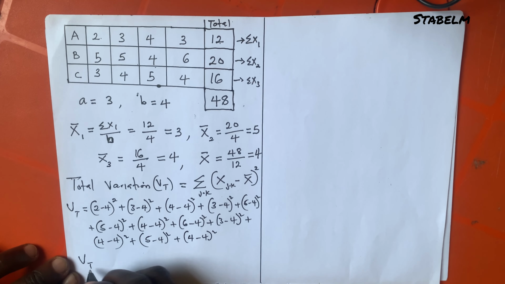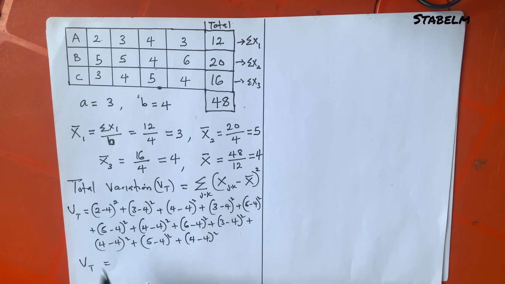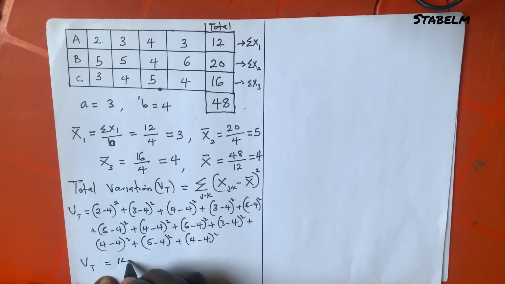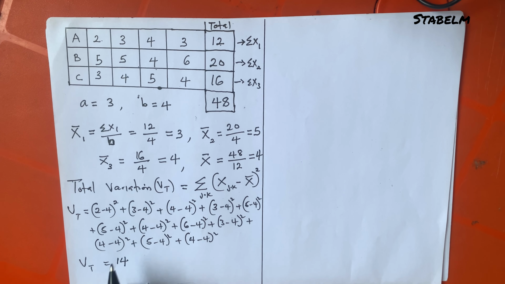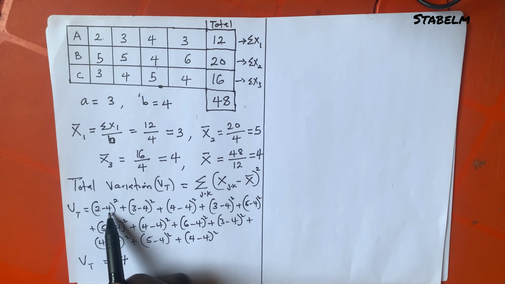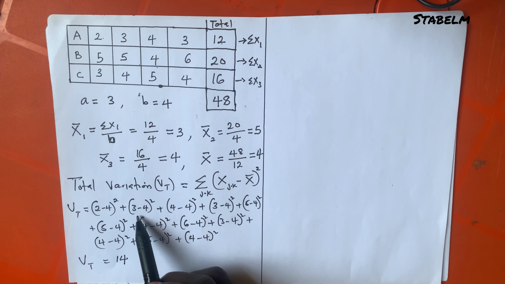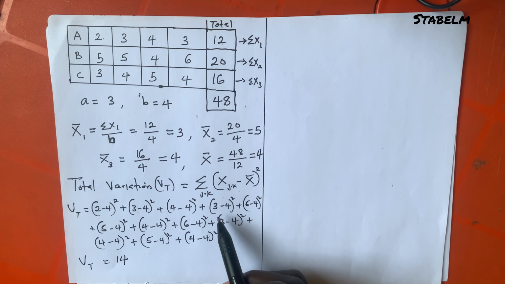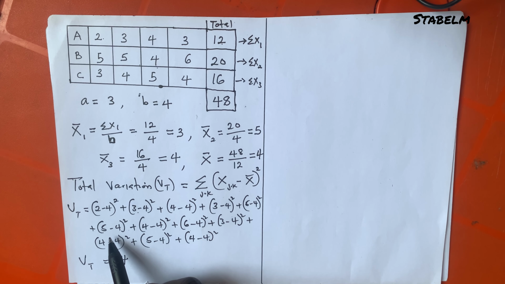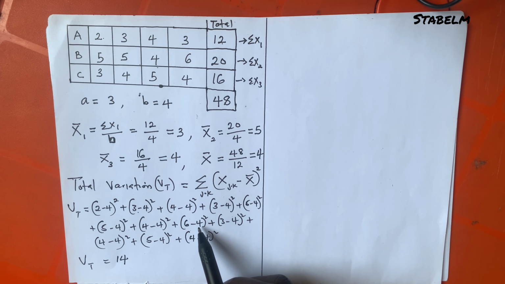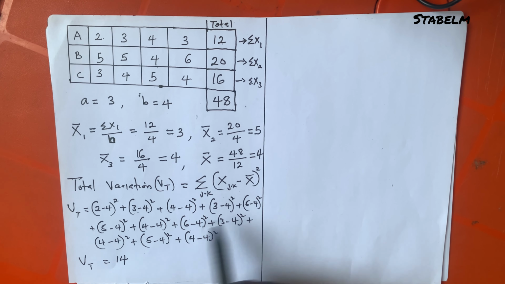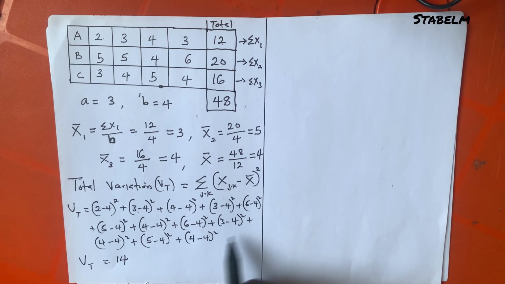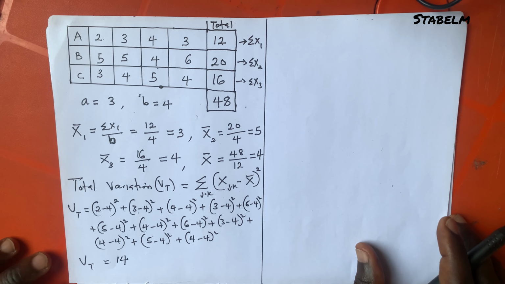So our V subscript T, if you add all of these together, we're going to have 14. So it means our total variation equals 14. This is 2 squared, which is 4, plus 1, 5, plus 0, plus 1, 6, plus 1, 7, 8, plus 0, this is 4. You understand? That's how we got 14. When you add all of this together, the total variation equals 14.